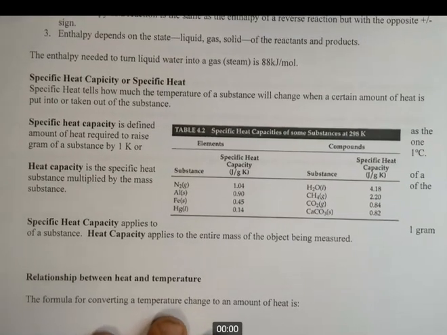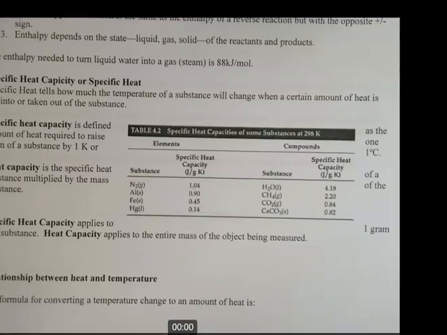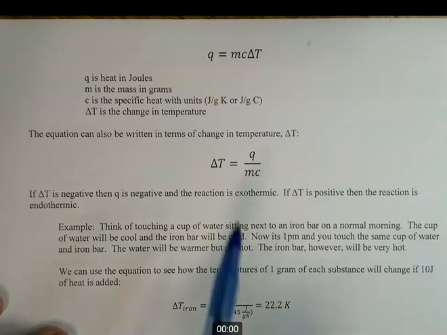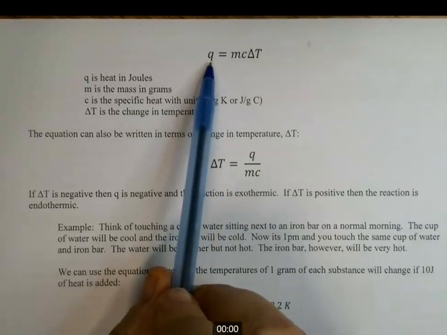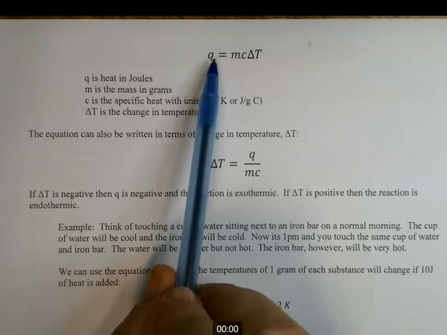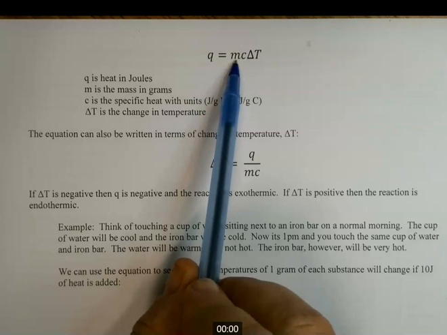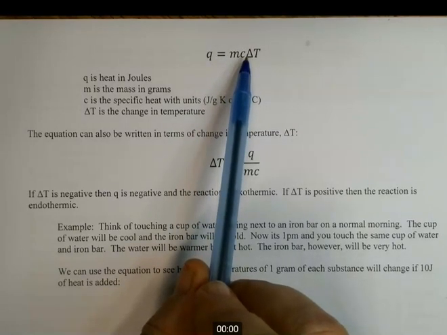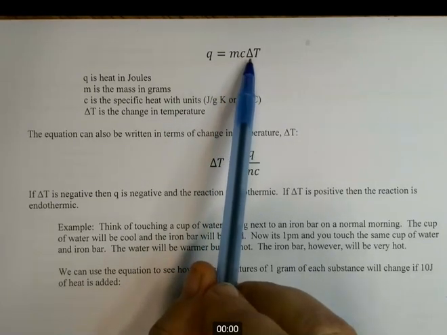Okay, let's talk about the relationship between heat and temperature, and there's a really important equation related to this. So the formula for converting a temperature change to an amount of heat is the following. Okay, so this formula right here. So the amount of heat that you will get from an object or from a chemical reaction is equal to the mass that you're dealing with. Obviously, the more mass, the more heat you'll get, times the specific heat, which is a characteristic of the substance, times the change in temperature.